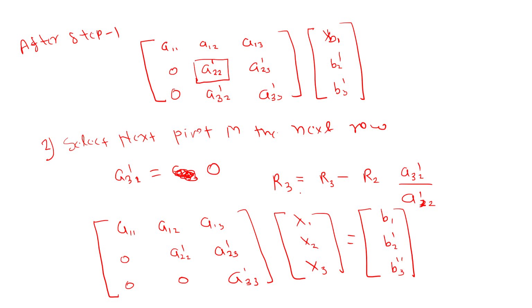So if there are more rows, then we will follow this procedure: we will select this pivot at the diagonal and make all the elements below this pivot 0 with this kind of row operation. Then we will select the next pivot in the next row and do the same. We will make the elements below this pivot 0, and in the next step we'll select the pivot in the next row and do the same. So with this kind of row operations, we have converted this matrix A into an upper triangular matrix.